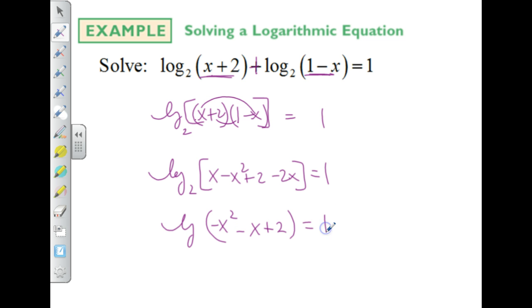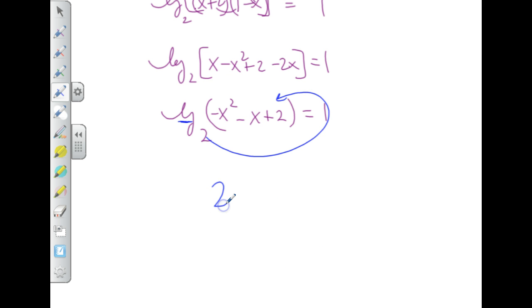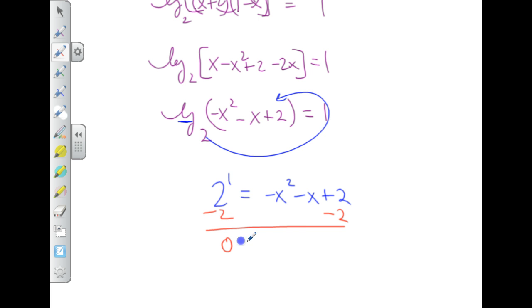Now, how do we undo addition? Subtraction. How do you undo multiplication? Division. How do you undo this log? Change it into an exponent by doing this fishhook definition, which says 2 to the first is equal to negative x squared minus x plus 2. The next thing I would do is subtract off 2 from both sides. That's pretty nice. So now I just get 0 is equal to negative x squared minus x.